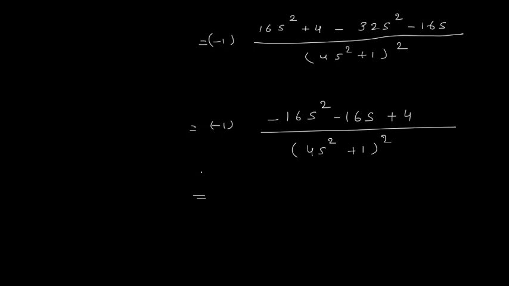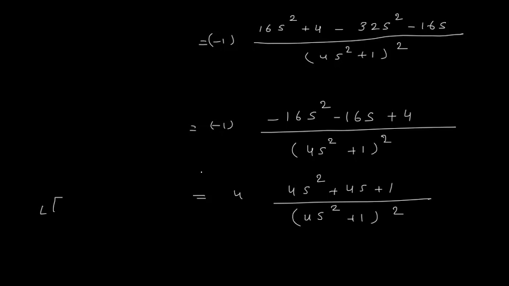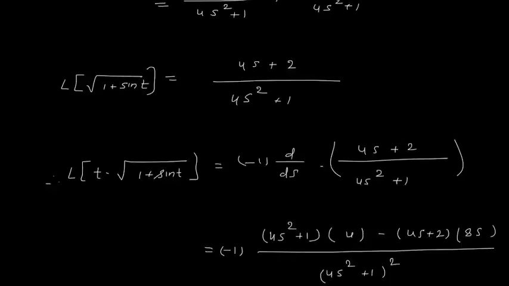Okay, so I can take minus 4 common, so it will become 4 outside, and here it is 4s square plus 4s plus 1 in numerator, and denominator will be 4s square plus 1 the whole square. This is Laplace transform of t into root of 1 plus sin t. Simple? Done? Okay.